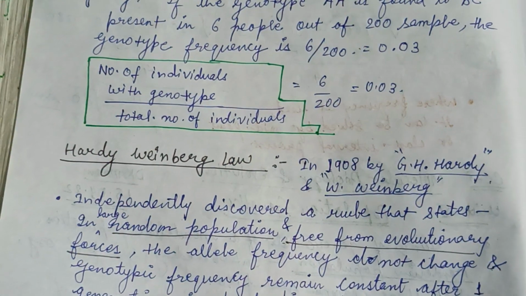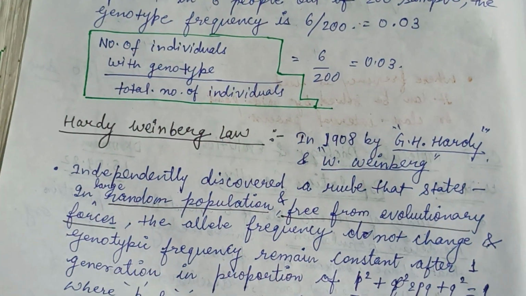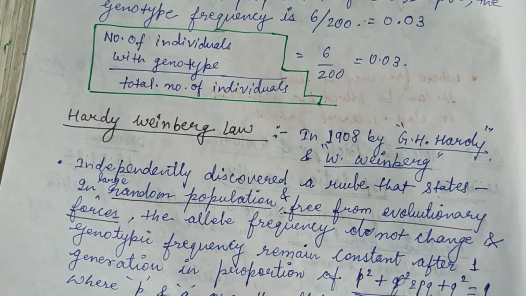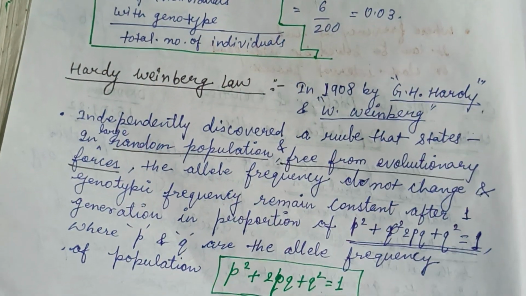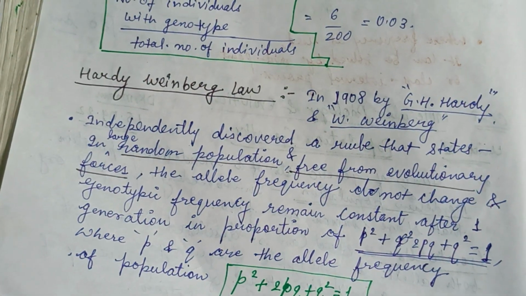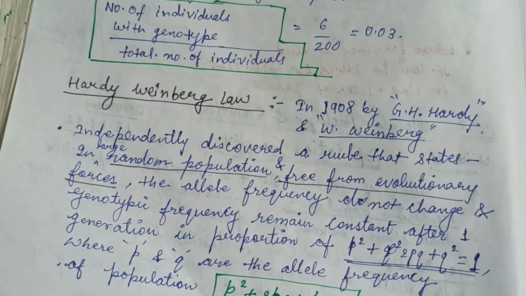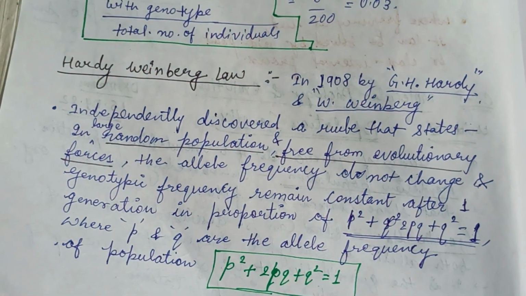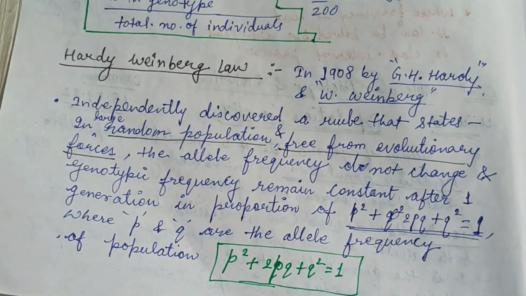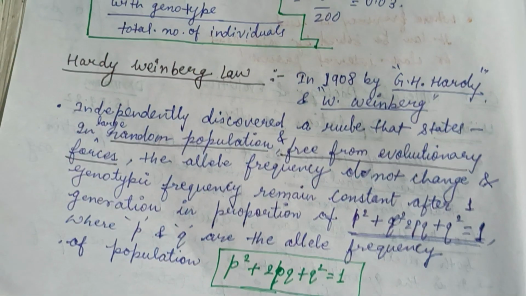So the Hardy-Weinberg law, in 1908, G.H. Hardy and W. Weinberg discovered a rule that states that in a large random population free from evolutionary forces like mutation, genetic drift, natural selection, migration, and others, the allelic frequency does not change and the genotypic frequency remains constant after one generation in a proportion of p square plus 2pq plus q square equal to 1.